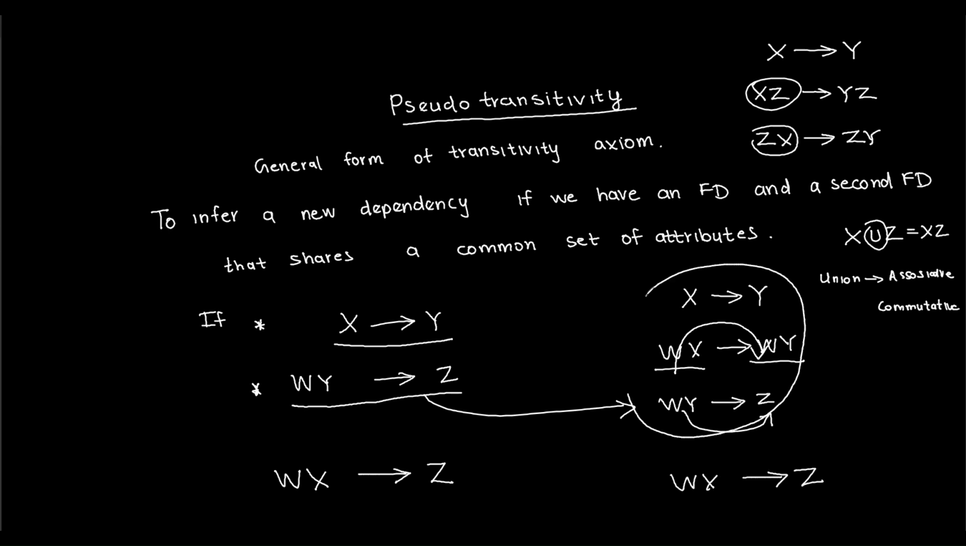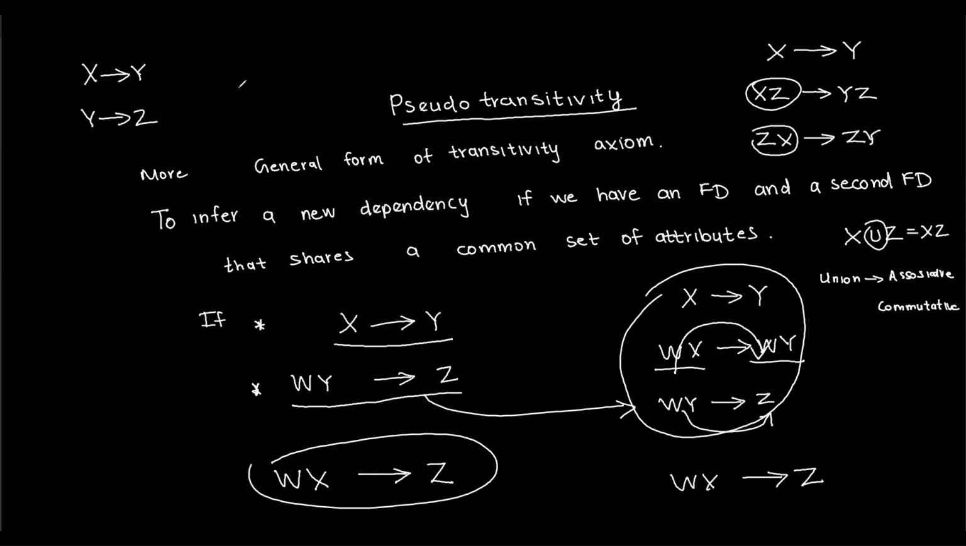Without going through all this work, you can directly apply pseudo transitivity. This is the more general form, because transitivity said if X functionally determines Y and Y functionally determines Z, you can say X functionally determines Z. But in pseudo transitivity, we are learning something new, a more general form actually. So this is how you can apply pseudo transitivity. This is the third axiom that we are using to find out some more FDs.